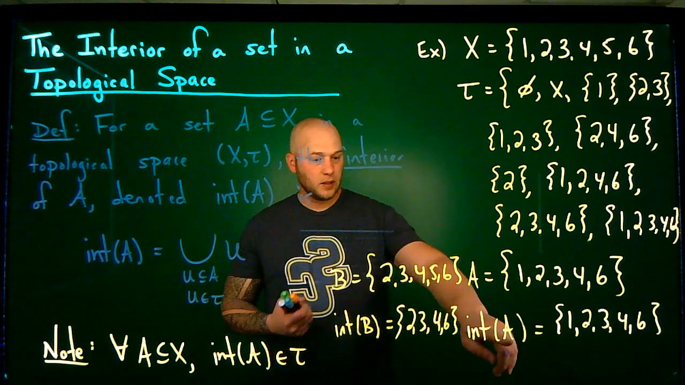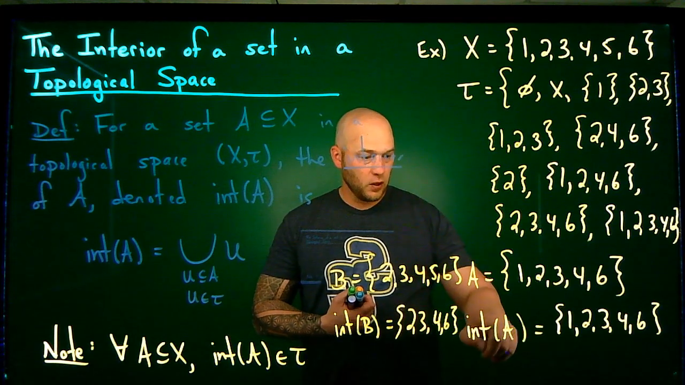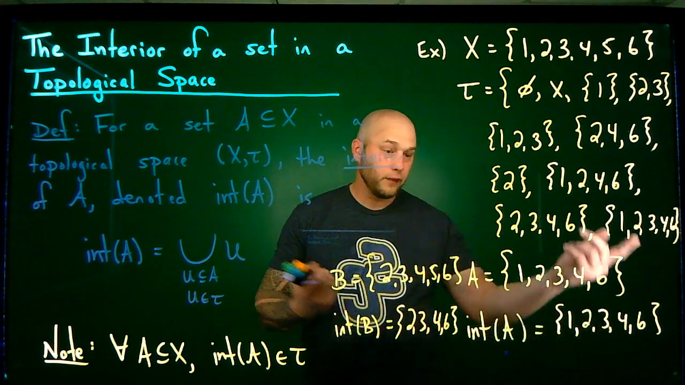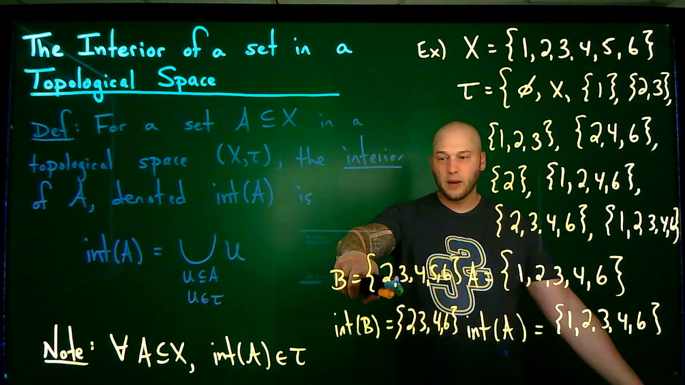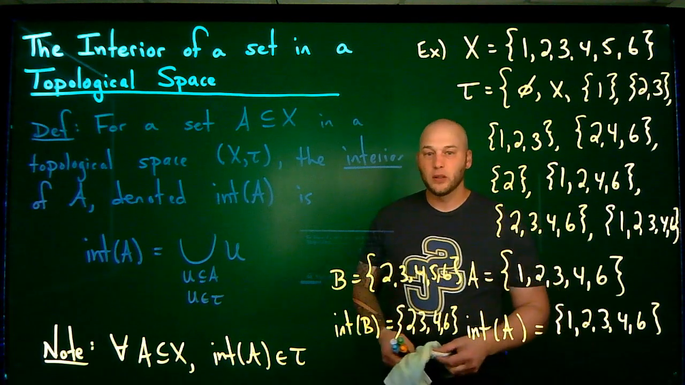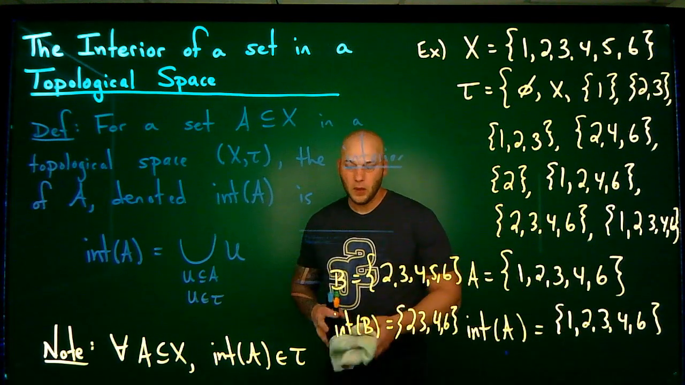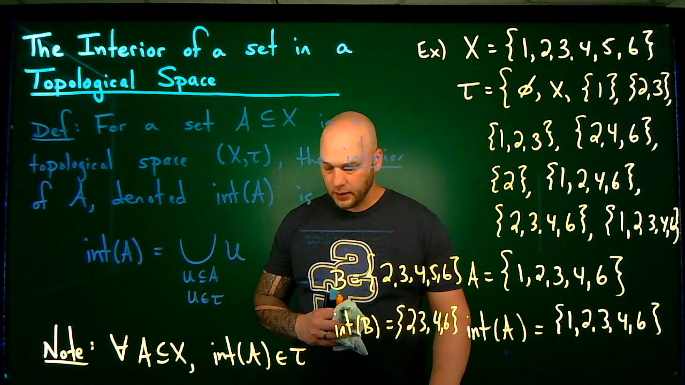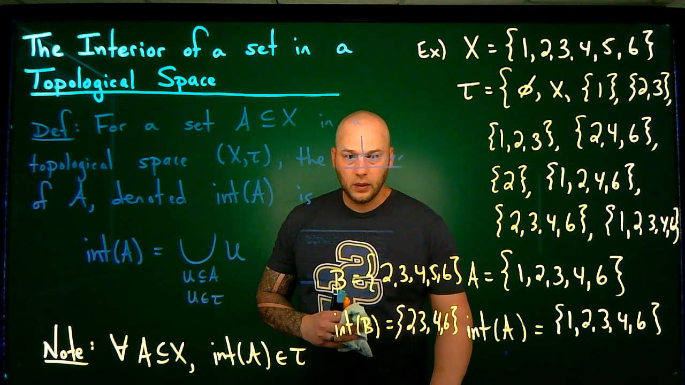But in this case, we see that the interior of A was actually A itself, and here, when I had B, the interior of B was a strictly smaller set. Okay, so let's take a look at another example.